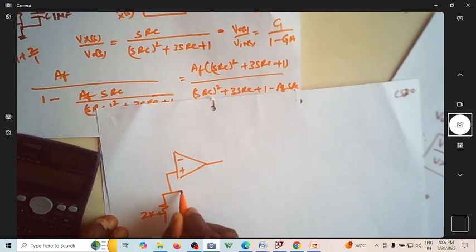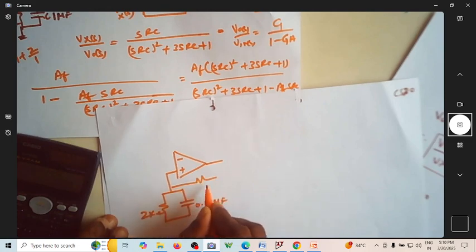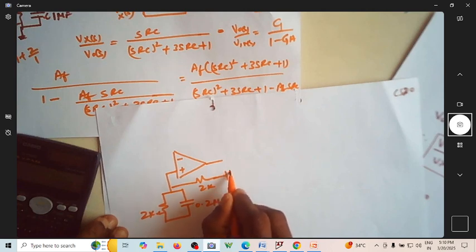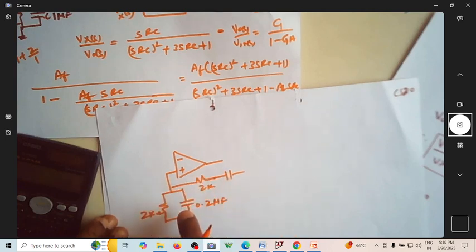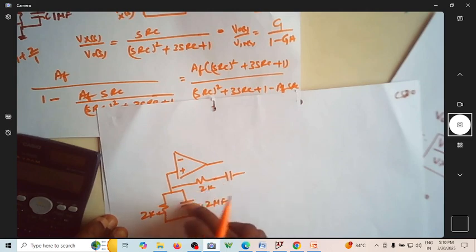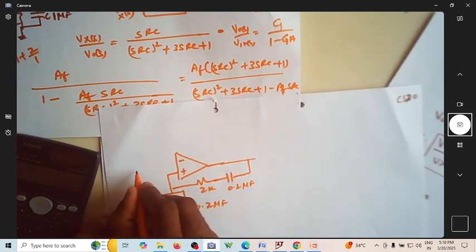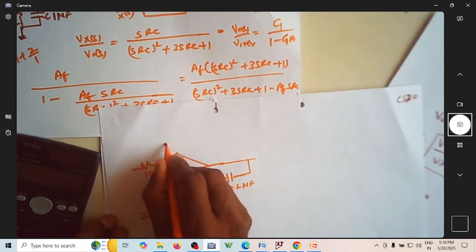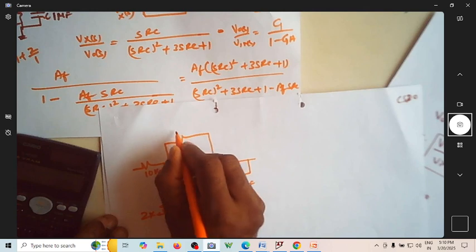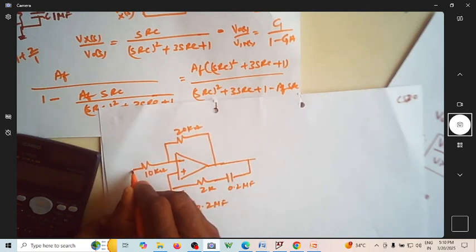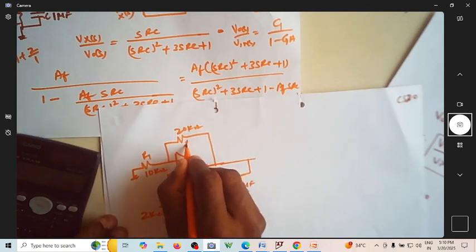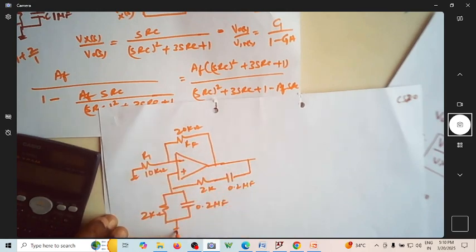This is now 2 kilo ohm, and assume this is 0.2 microfarad. Let me take this as 2 kilo ohm, because this should be R, this should be R, this should be C, this is also C, so they should be the same values, 0.2 microfarad. If you make this 10 kilo ohm and this 20 kilo ohm, this is R1, this is RF, and this is grounded.